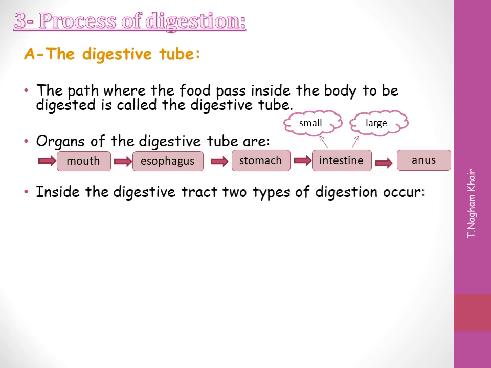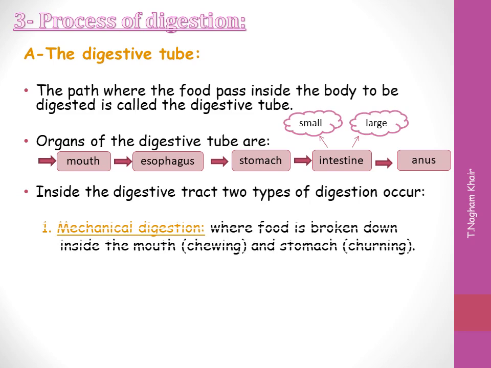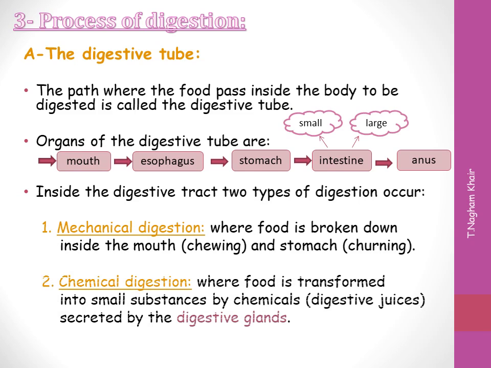Inside the digestive tract, there are two types of digestion. The first one is called mechanical digestion, where food is broken down inside the mouth by chewing and inside the stomach by churning. Second type is chemical digestion, where food is transformed into small substances by chemicals secreted by the digestive glands. You have to know that both mechanical and chemical digestion serve this process and complete each other.